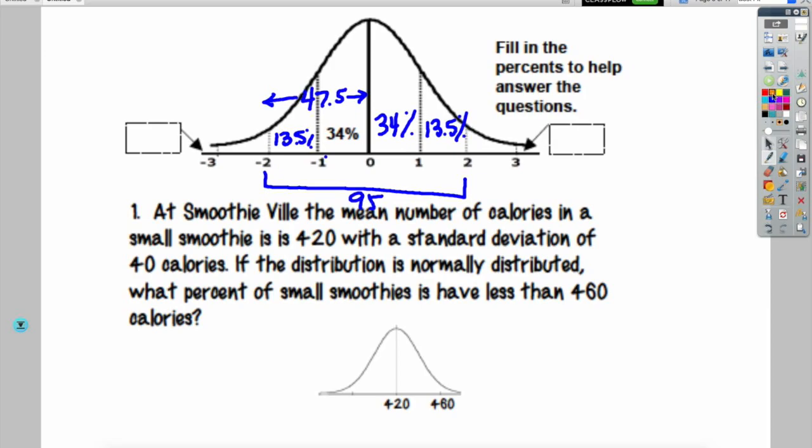Let's look at 3 standard deviations. What's the percentage? 99.7. So if I split 99.7 in half, 49.85 lies in between the mean and the third standard deviation, either to the left or to the right. So how much lies in between -3 and -2? Which one is it? 2.35. 2.35%.